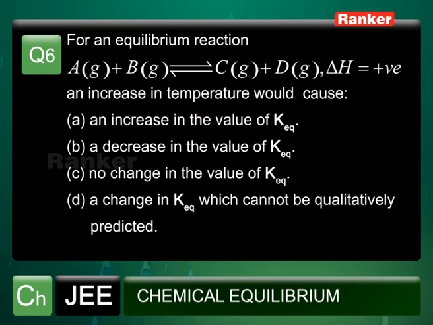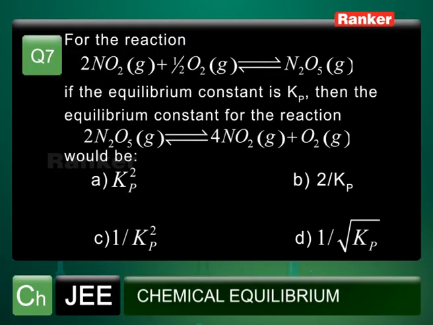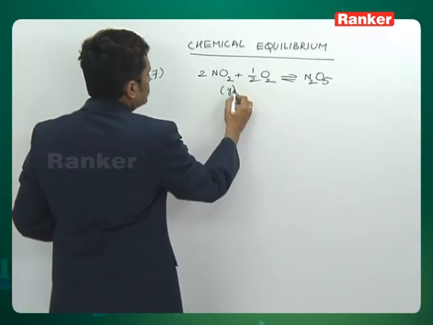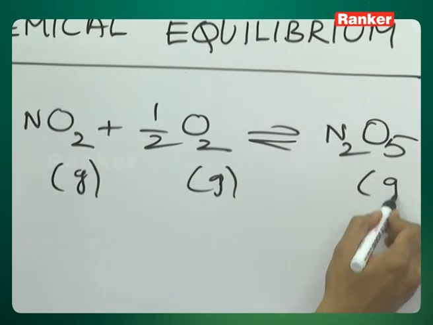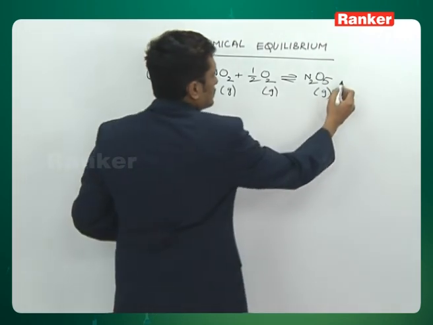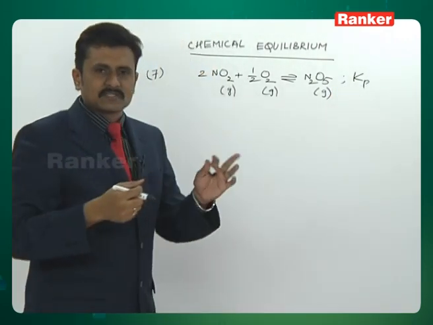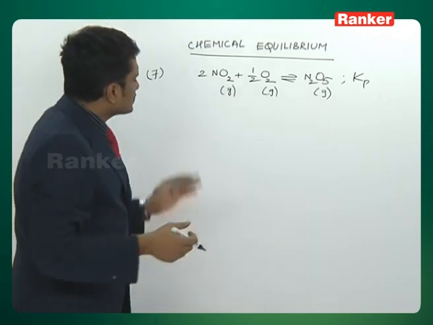Now you are given an equilibrium reaction, that is 2 moles of NO2 reacting with half mole of O2 to give you N2O5, another gas. So it's a gas phase reaction. Now, if the equilibrium constant for this is Kp, you have been asked to find the equilibrium constant for some other reaction. Now, what we are going to do is we are going to revert this.